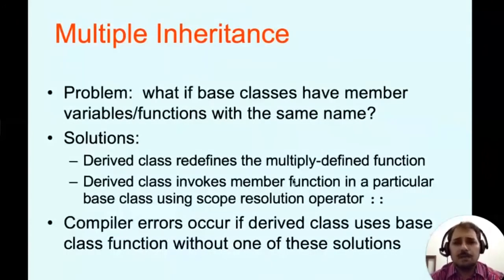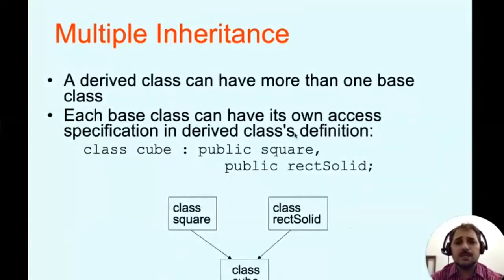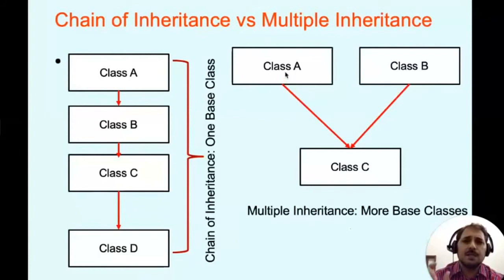Okay, there is one very fundamental problem in multiple inheritance, and that is that if the base classes have member variables or member functions with the same name, let's suppose class A also has a function show, and class B also has a function show, so these two show functions will come to class C. Then how will class C deal with two same member functions? So the compiler cannot actually decide.